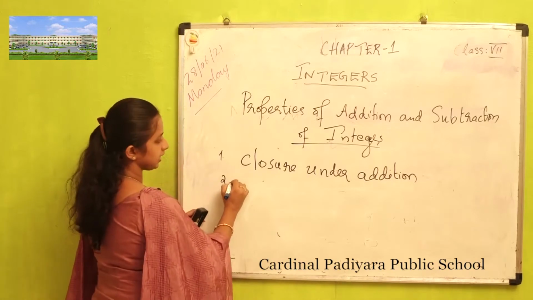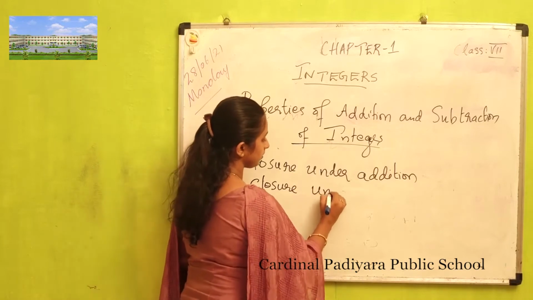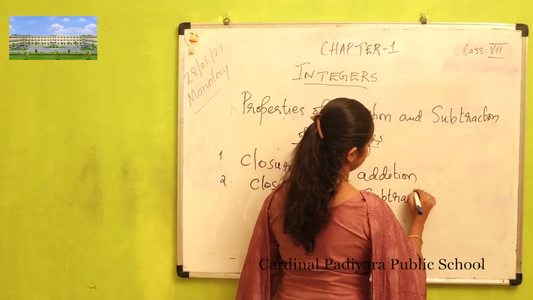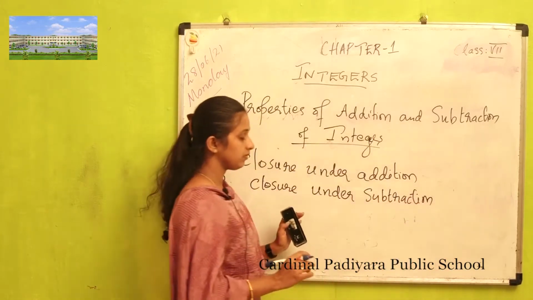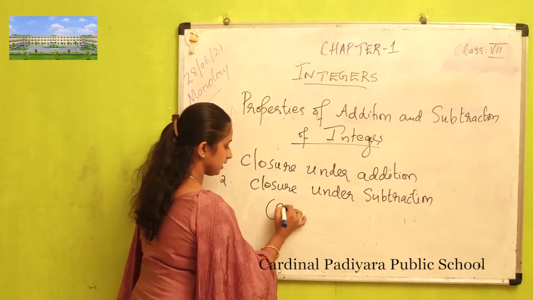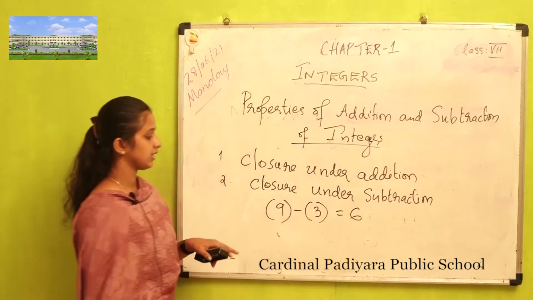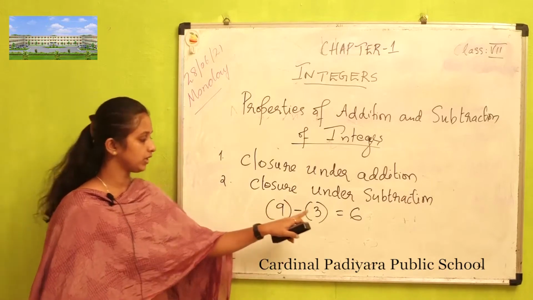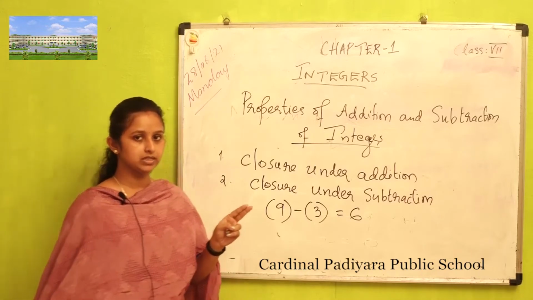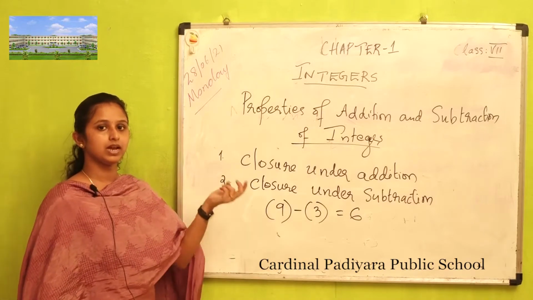Now the second property is closure under subtraction. That means when we are subtracting two integers, we should get an integer as the answer. That is 9 minus 3. What is the answer? 6. 9 is an integer, 3 is an integer, 6 is an integer. So when we are subtracting two integers, we are getting an integer as the answer. So we say that integers are closed under subtraction.